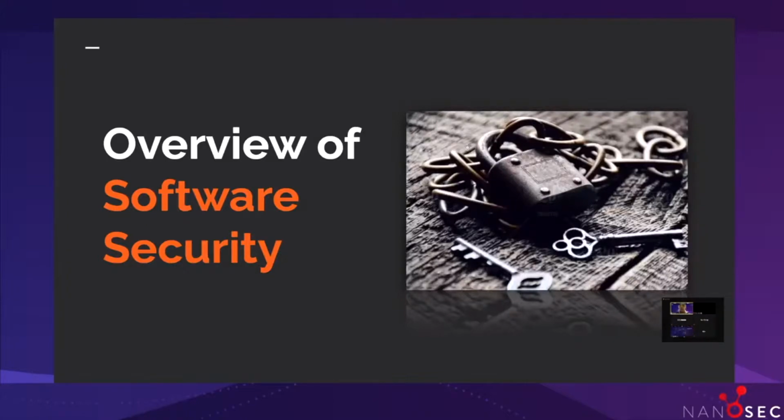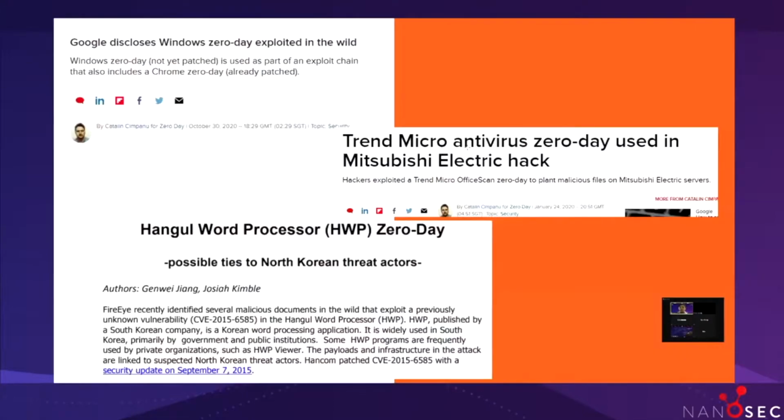Here is a quick overview of software security. Our talk today will mainly focus on Windows. Throughout the years, we are seeing many reports like the following on zero-days being exploited on certain software or programs. Some notable ones, like Google Project Zero, always disclose new zero-days being used in OS, browsers, PDFs, or documents exploited in the wild.